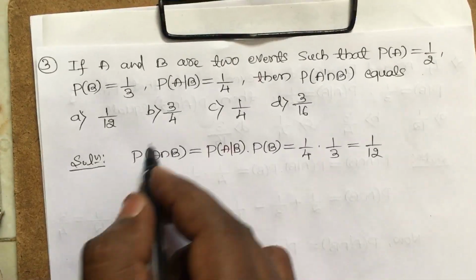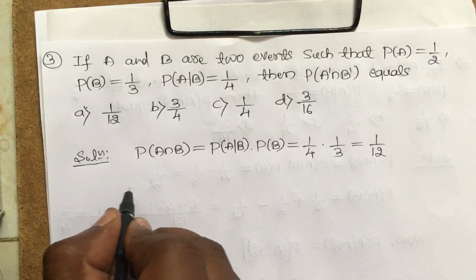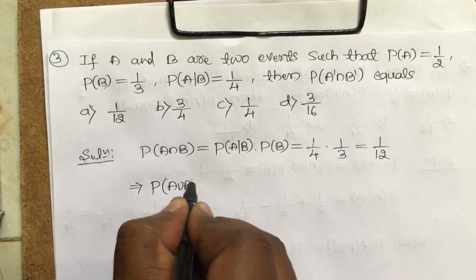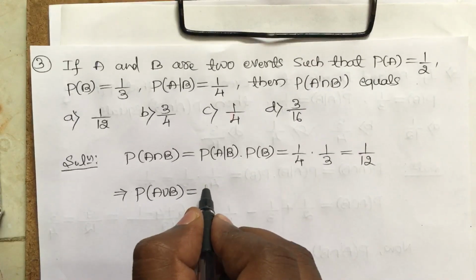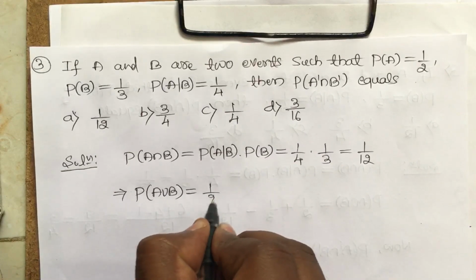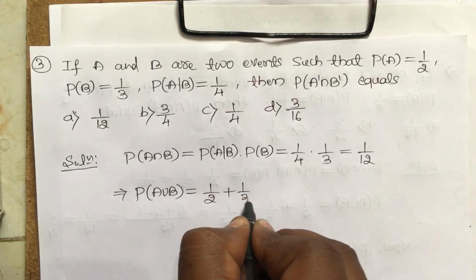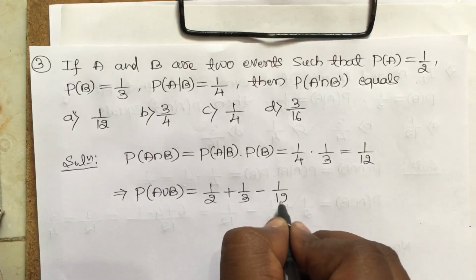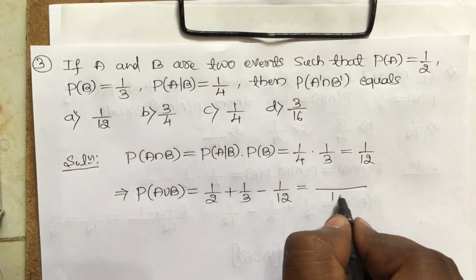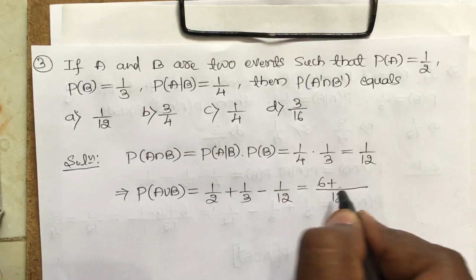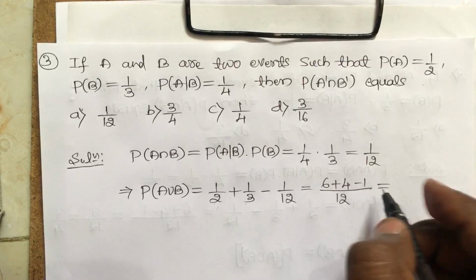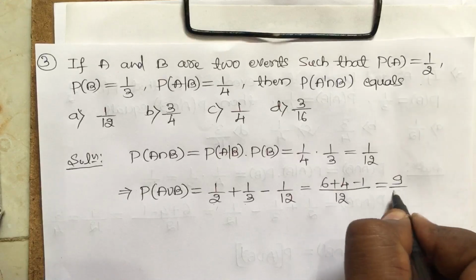Now by making use of this, we have to get the value of P(A ∪ B). This implies P(A ∪ B) equals P(A) plus P(B) minus P(A ∩ B). What is P(A)? It is 1/2 plus 1/3 minus 1/12. This equals, the LCM of these three terms will be 12, so it is 6 plus 4 minus 1. So 6 plus 4 is 10, 10 minus 1 is 9, 9 divided by 12.